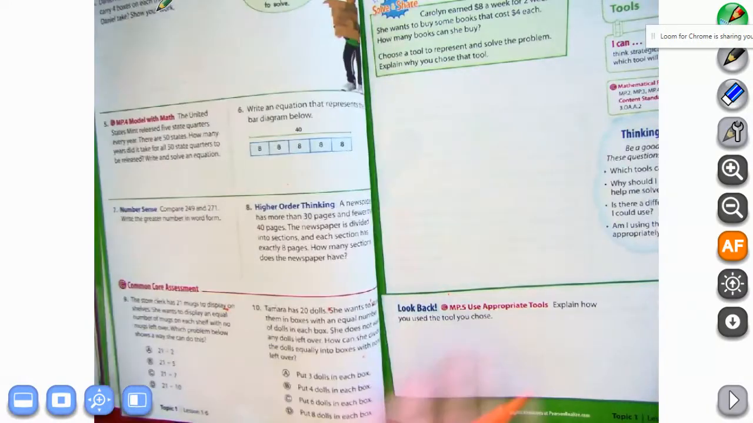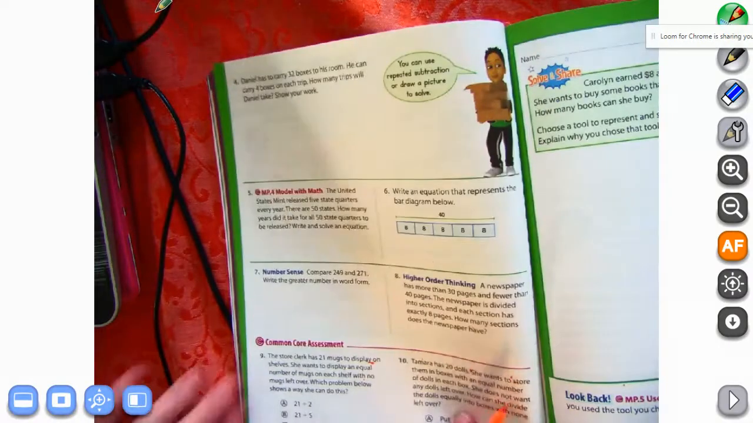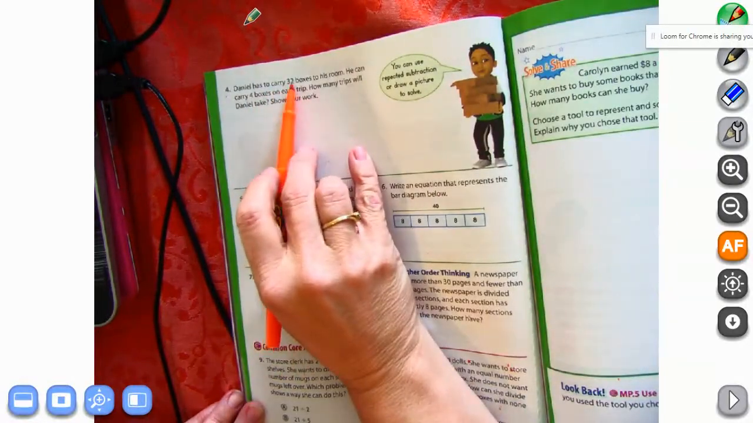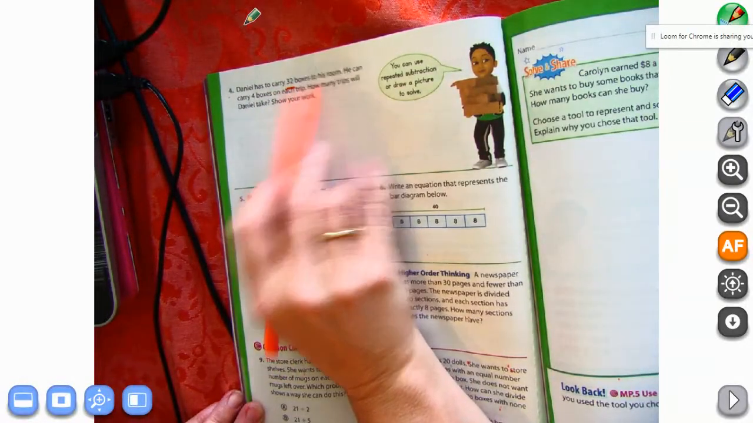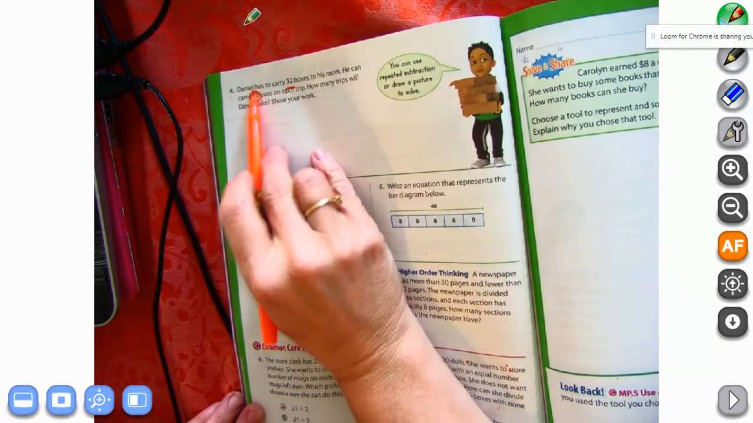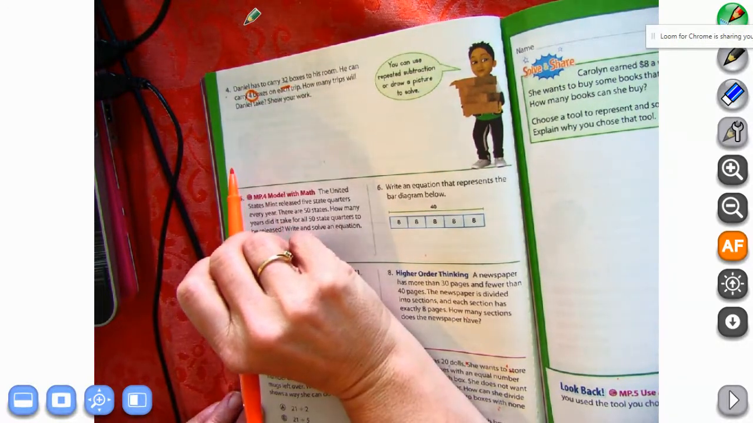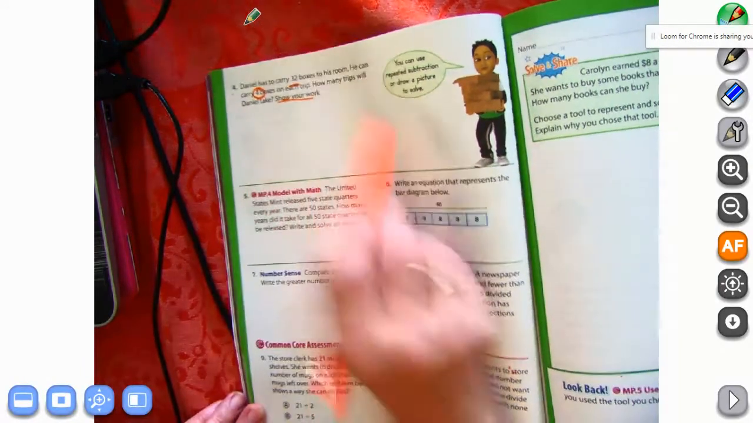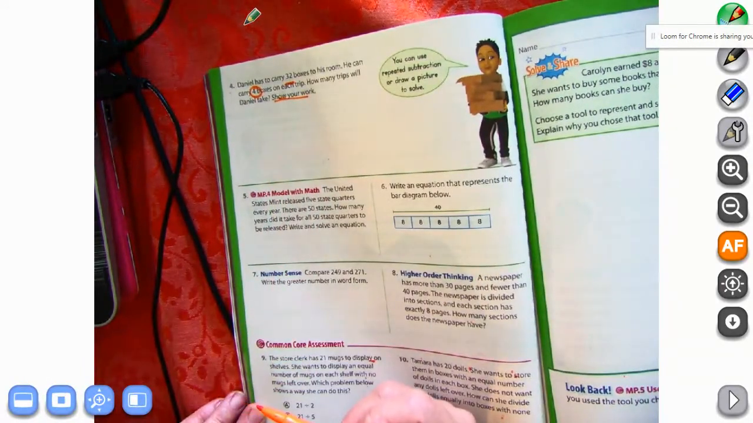Okay. And then on the back side, page 42, it says Daniel has to carry 32 boxes to his room. He can carry 4 boxes on each trip. How many trips will Daniel take? Show your work. So you can draw a picture here of all of his trips and how you would subtract that out repeatedly.